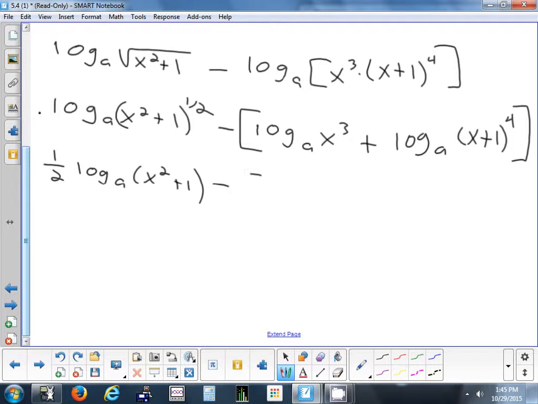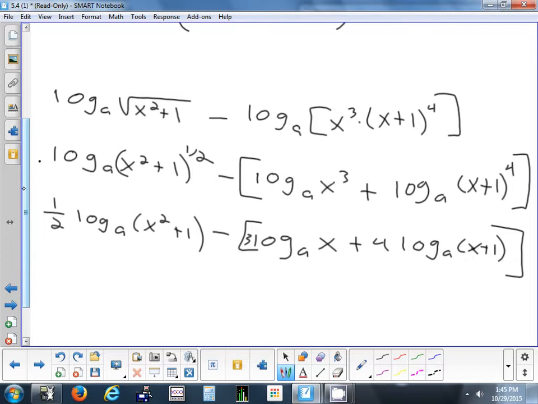So minus log base A x, put the 3 in front, plus, put the 4 in front. Okay. You might see in the book, they could write this as minus 3 log minus 4. They could distribute it, but let's just leave it.